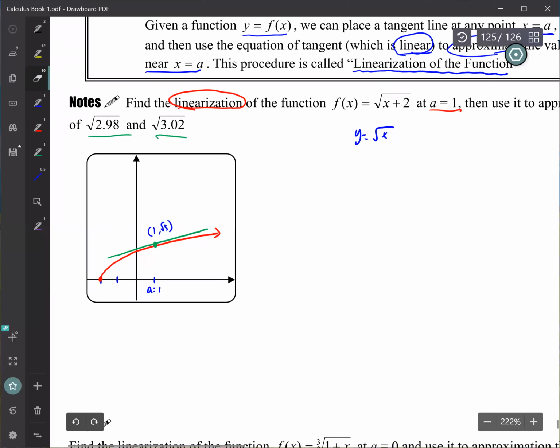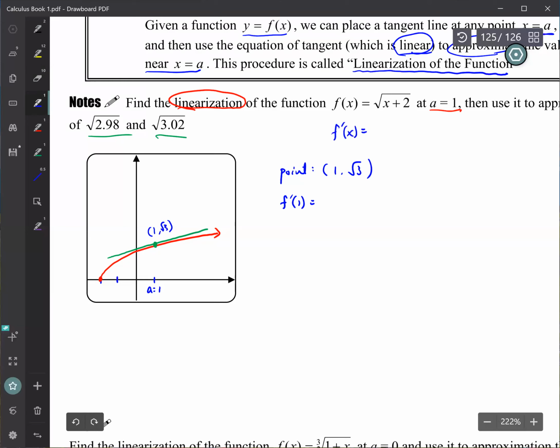So first, we need to know a point, right? The point we have is 1, √3, right? Now we need to get the slope. Slope means prime, right? Slope of tangent is prime. Slope at where? 1. And how do we find the prime at 1? What do we need to do then? You do chain rule to the root x plus 2, right? Yeah, you got to prime it, right? To find the slope at any point.